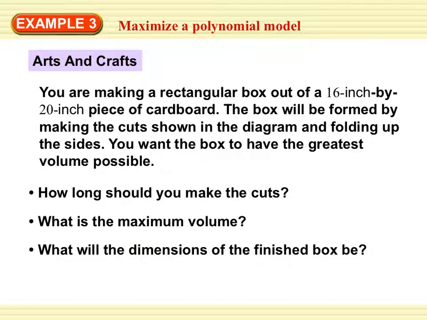Right, example 3. This problem right here, I've done in Algebra 2 for a few years, and we actually made boxes and calculated volume, but it's really neat. So you're making a rectangular box out of 16-inch by 20-inch piece of cardboard. The box will be formed by making the cuts shown in the diagram and folding up the sides. You want the box to have the greatest volume possible, so we're maximizing the volume. How long should you make the cuts? What is the maximum value, and what will the dimensions of the finished box be?